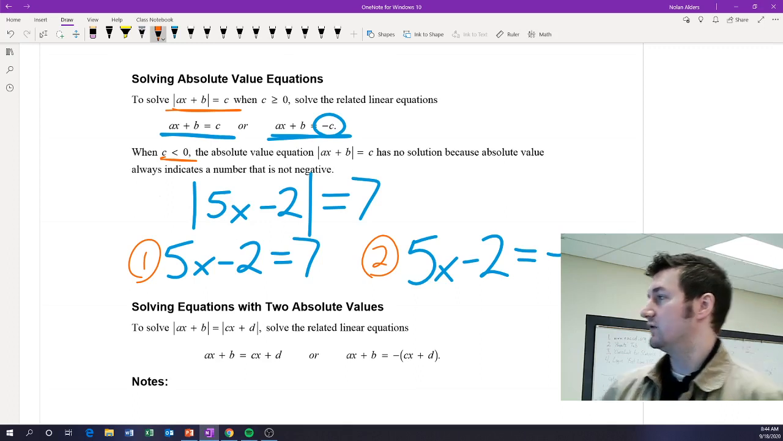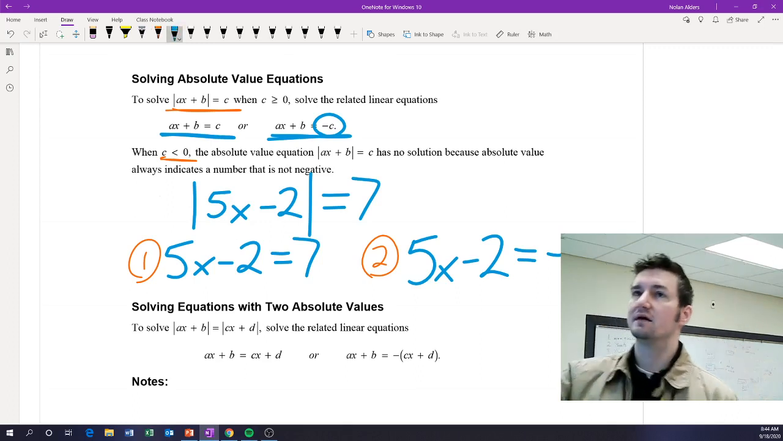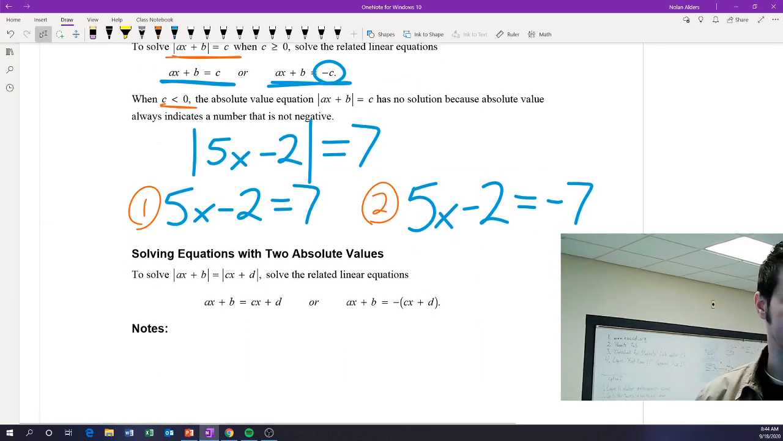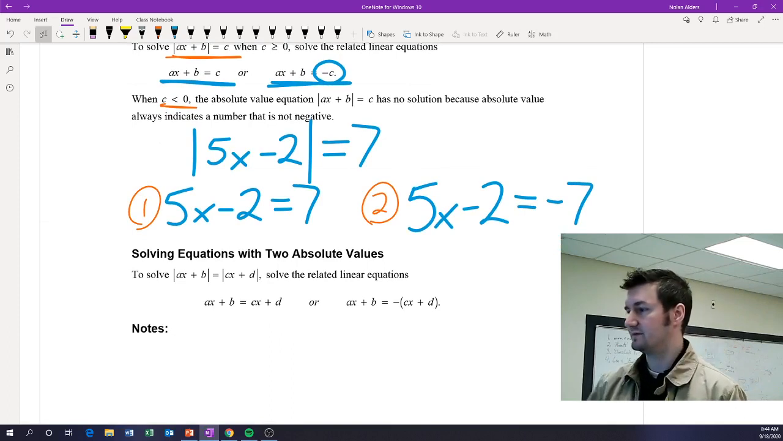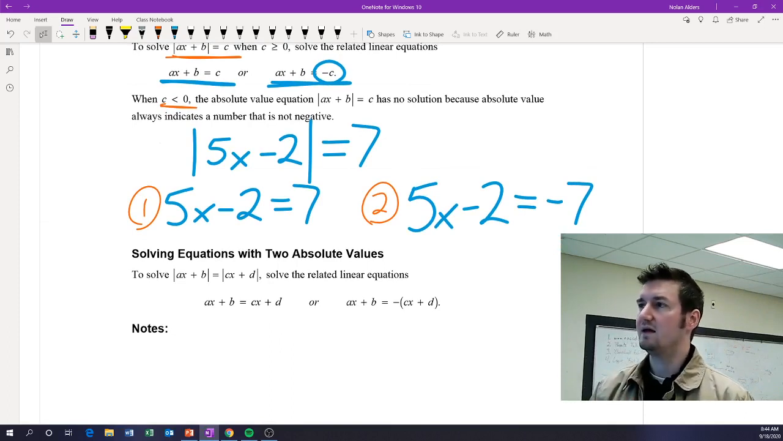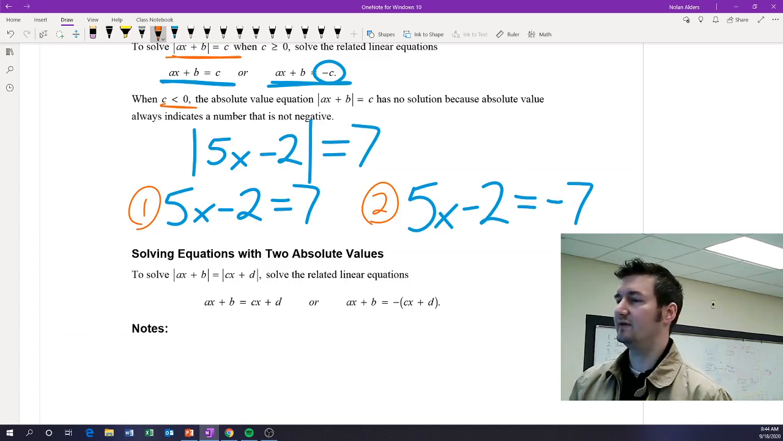So if we had the equation, let me just write another one in here. And I just realized you may not be able to see this whole second equation. So there you go. So our second equation, just notice that I made the 7 negative. Let's put in another equation here. Let's say we had this equation.